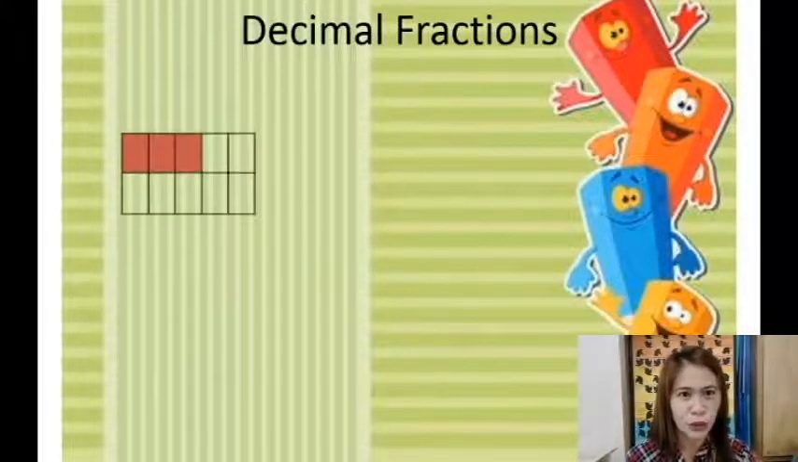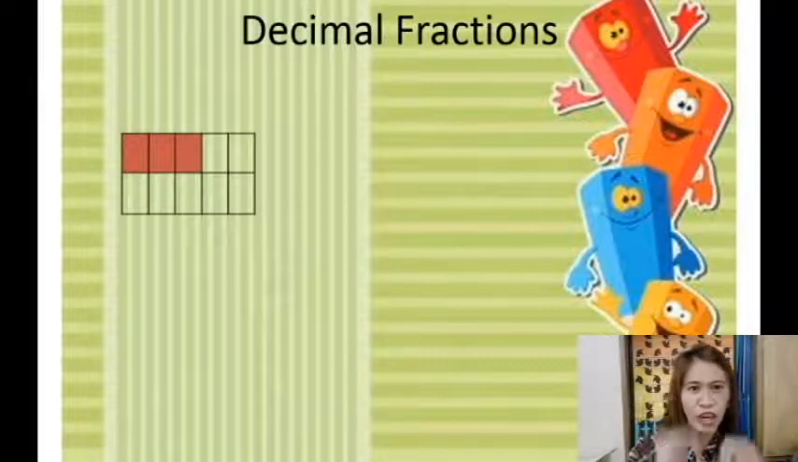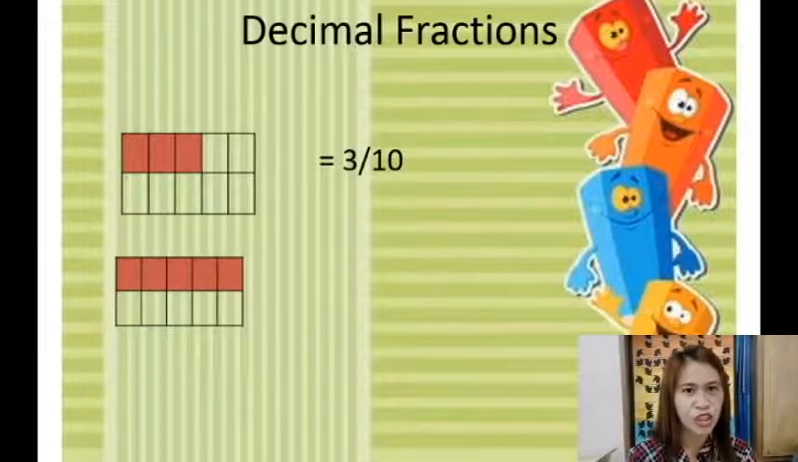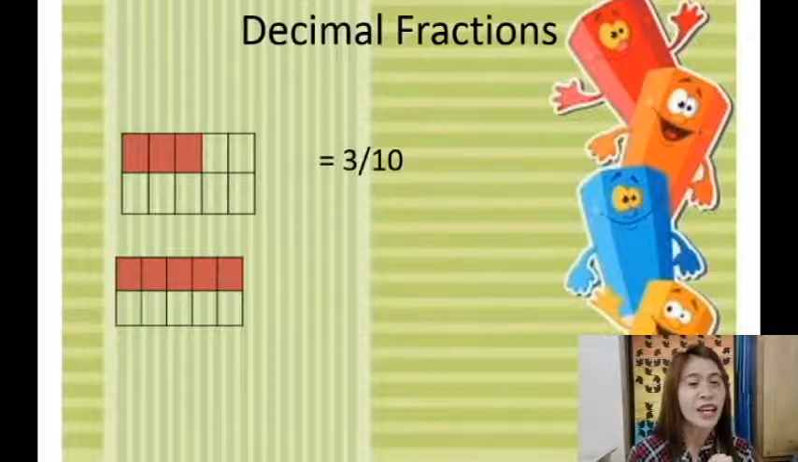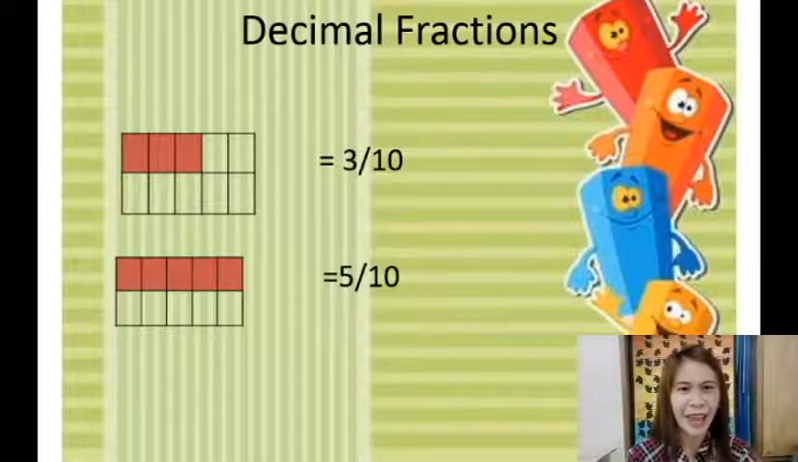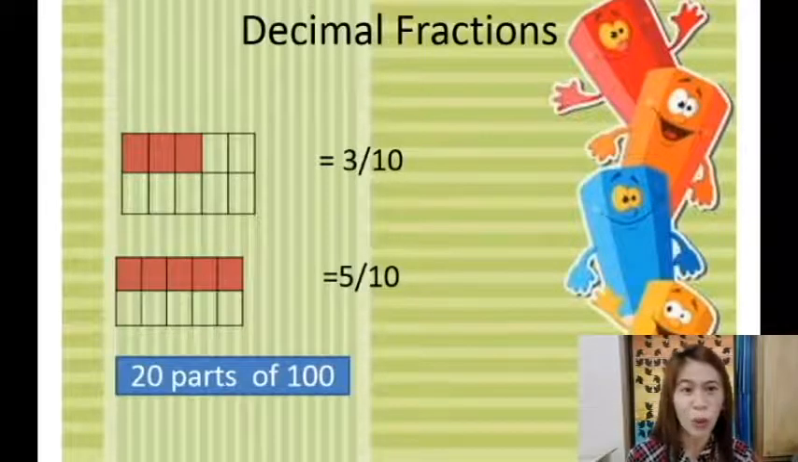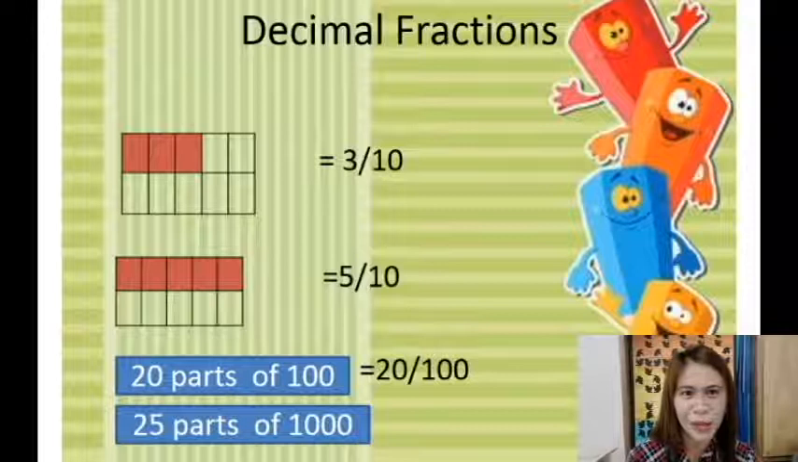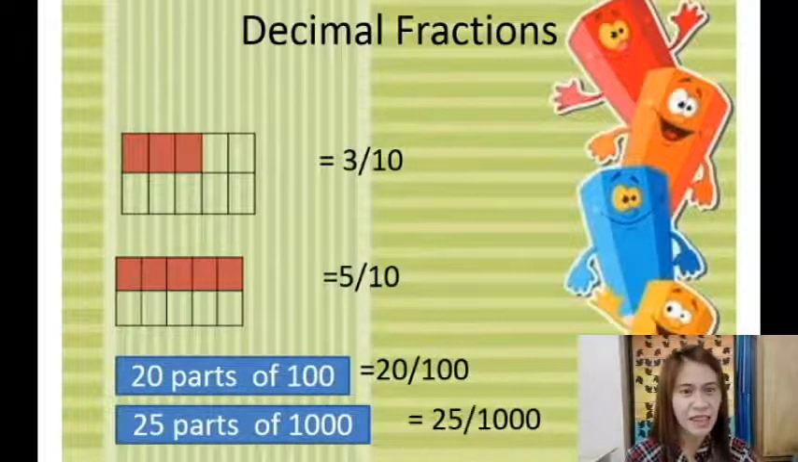I have here a figure. So, in this figure, divided siya into 10 parts and then shaded ang tulo. Okay, so that means 3/10. Okay, the second figure, divided siya into 10 parts and then shaded ang 5. Okay, and that means 5/10. Okay, what if mingon ko og 20 parts of 100? Very good. That is 20/100.